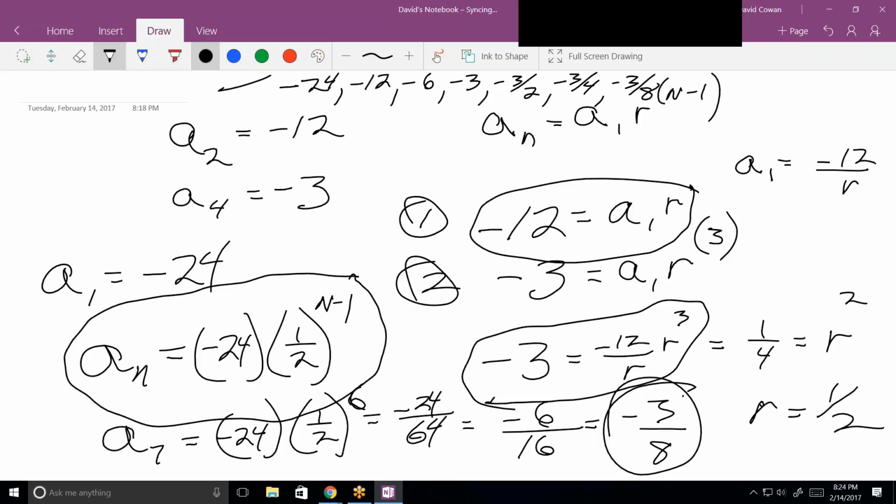Only this is the hard way to do it. This other way is the easy way. Maybe not the easiest way if they're asking about a sub 7, but if they were asking about a sub 100, we wouldn't want to have to do it the way at the top. Right.